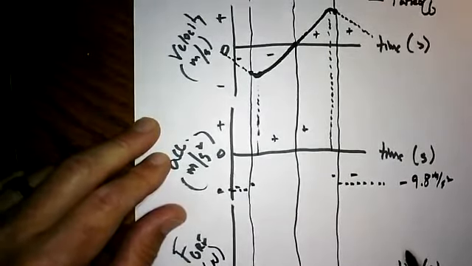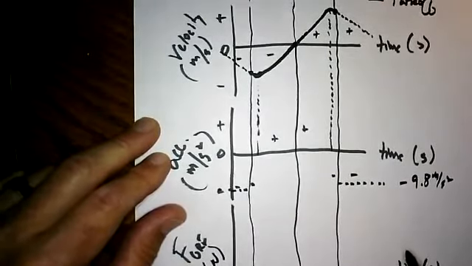Prior to contact, ground reaction force is 0. After contact, ground reaction force is 0. If acceleration is negative, the ground reaction force will be less than body weight because of that product.